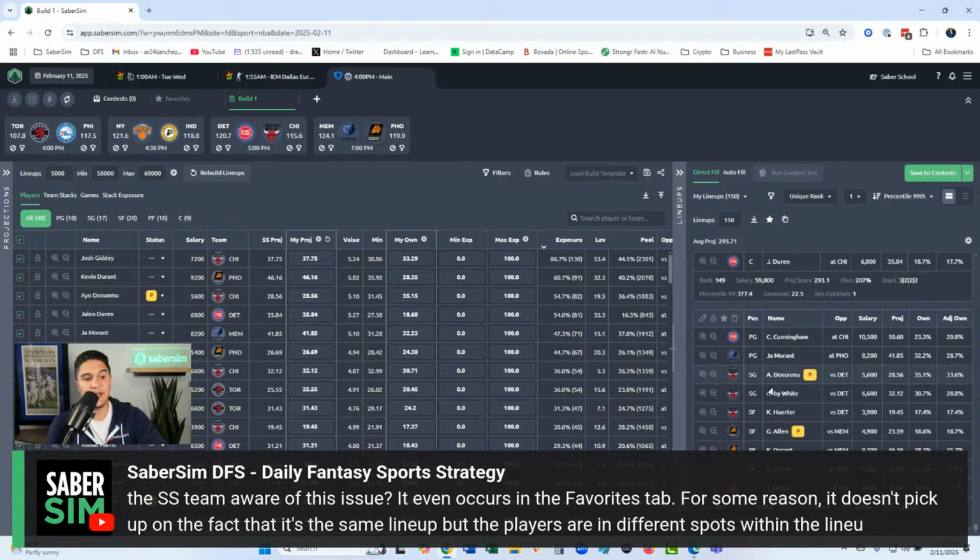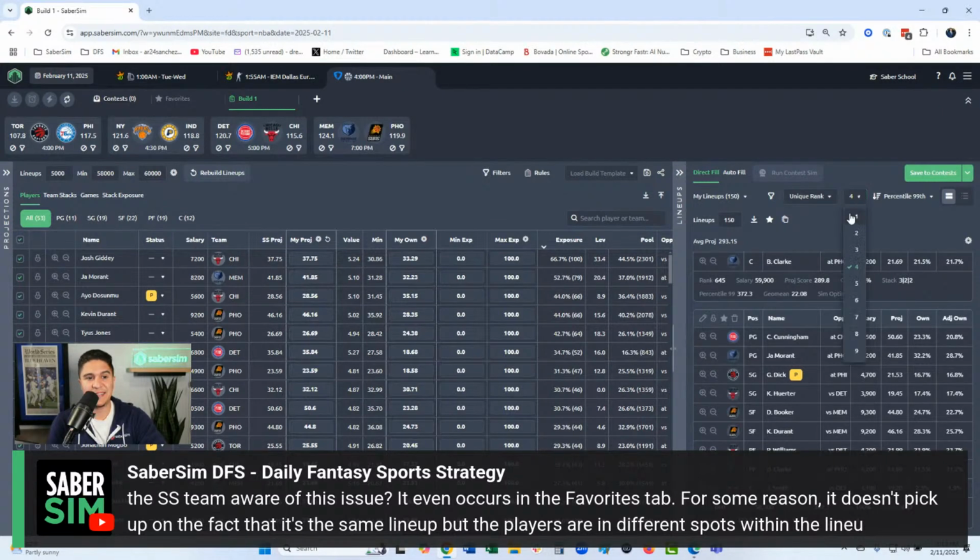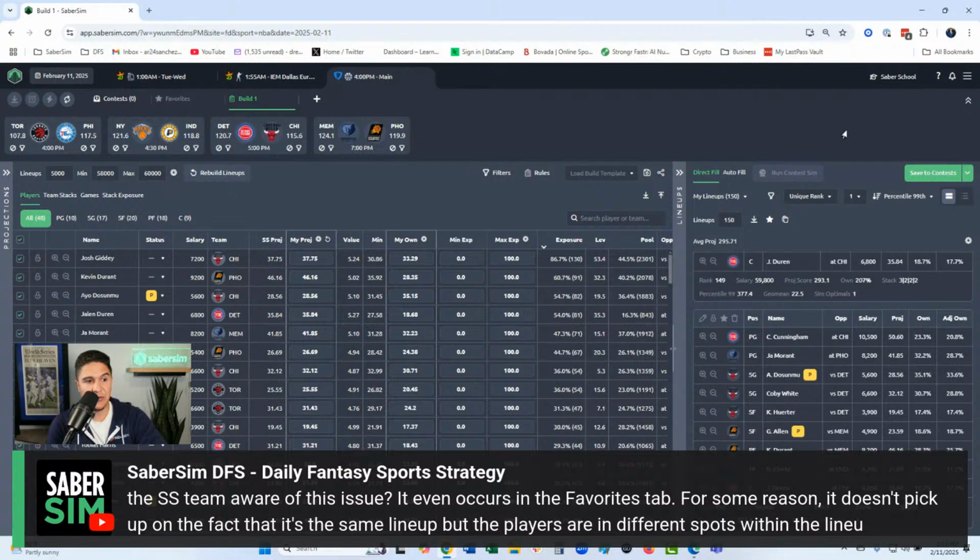So now, it's all about balancing my leverages and my exposures, and I would just start upping my uniques, right? I switched my sorting metric to 99th percentile, and then I'm going to jump from like 1 to 4 here, right? And my average projection goes down like 2.5 points. That seems fine. My highest exposed player goes down about 20%, which also seems fine.